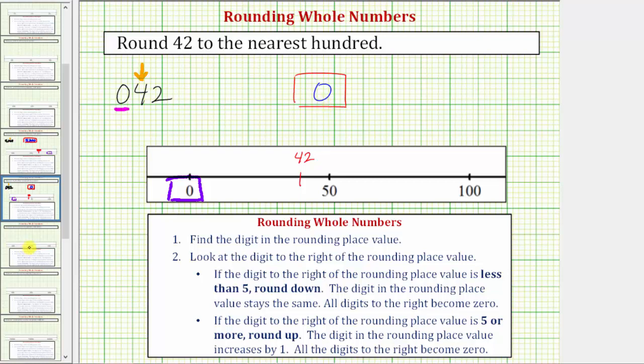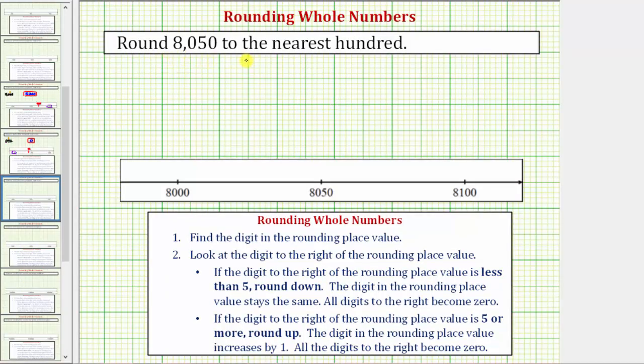For the next example, we're asked to round 8,050 to the nearest hundred. So if we count by hundreds on the number line, 8,050 would be between 8,000 and 8,100. And this is a special case because notice how 8,050 is actually right here in the middle, meaning it's the same distance from 8,000 as it is from 8,100. So in this special case, we always round up, and we say that 8,050 rounds up to 8,100 when rounding to the nearest hundred.